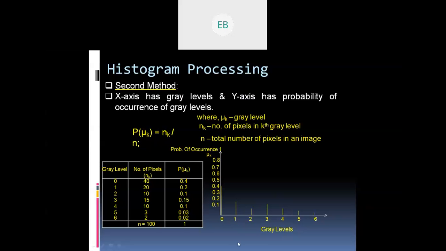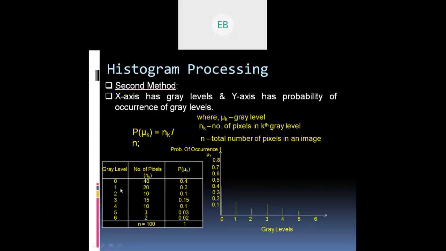Taking the previous image itself, we have gray levels from 0 to 6, and when we total the pixels, 40 plus 20 till 2, it equals 100. So the probability for, say, gray level 0 is n k by n, where n k is 40, the total number of pixels for gray level 0. So 40 divided by the total number of pixels, 100, gives a probability of 0.4.